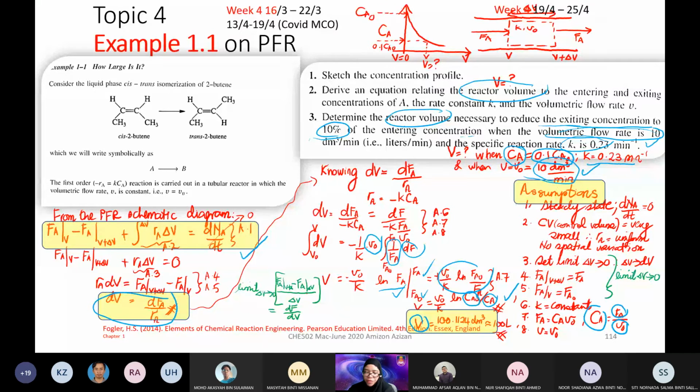That is the thing that we know already. CA is simply 0.1 times CA naught. So if you know CA naught, then you can know your CA, right? If you know your CA naught. Do you know your CA naught here? Let me check. Do I know my CA naught here? Is it given somewhere?